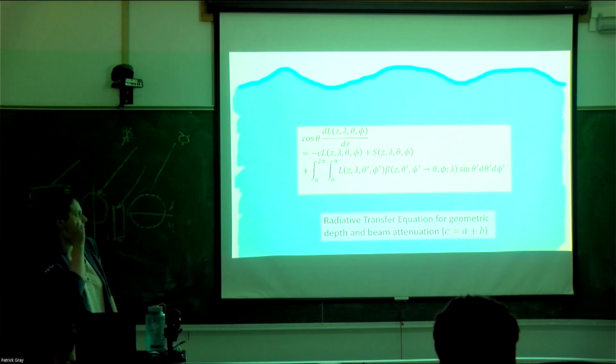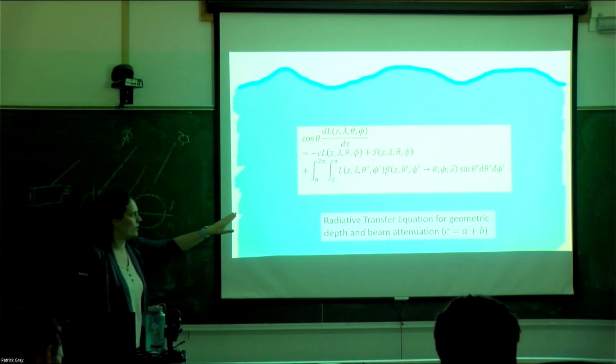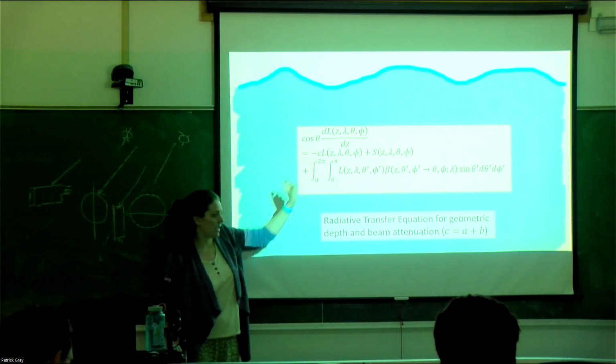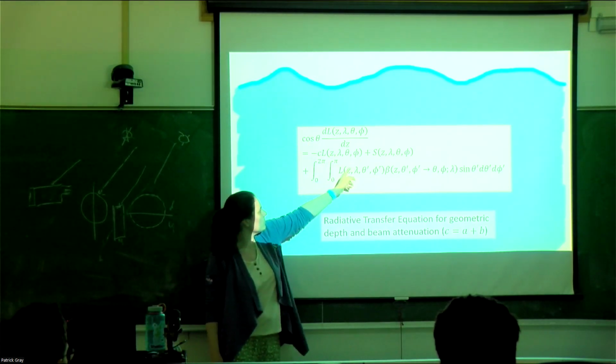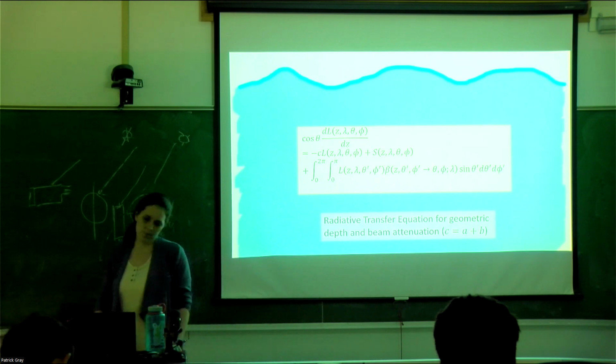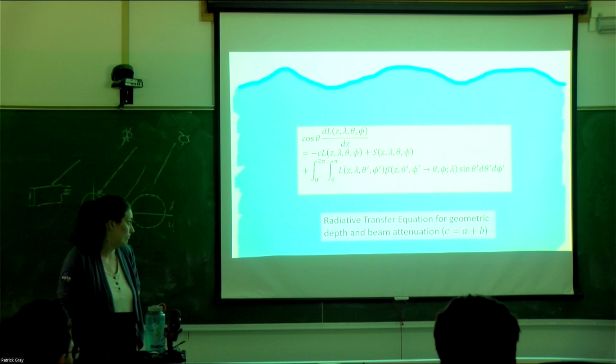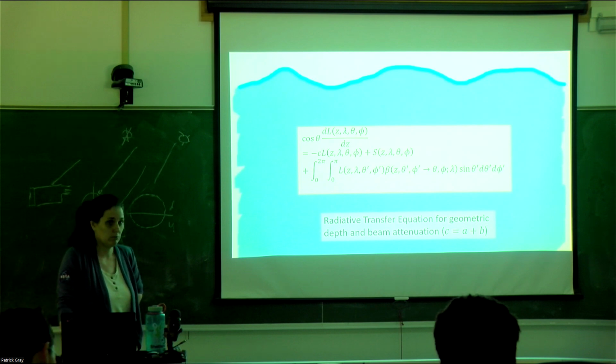We have a slightly different form of the radiative transfer equation, and this is what I'm more familiar with seeing. We have this cos theta dz term from that dr, and then everything else is just represented in terms of depth. Otherwise, exactly as it was before. Okay.